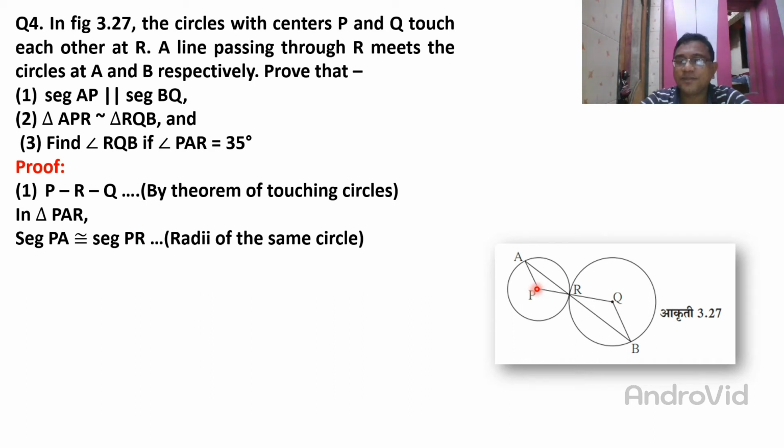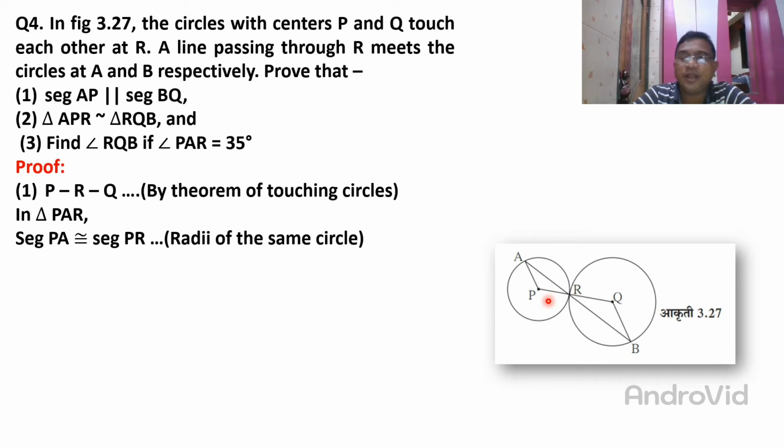You can see here, P is the center of the circle, so PA is the radius and PR is the radius. So PA is congruent to PR, radius of the same circle. So these radii are congruent, so opposite angles are congruent: PA's opposite angle is R and PR's opposite angle is A. So angle PAR is congruent to angle PRA. Do you understand what I say? See, my students, PA is congruent with PR because radii of the same circle are congruent.